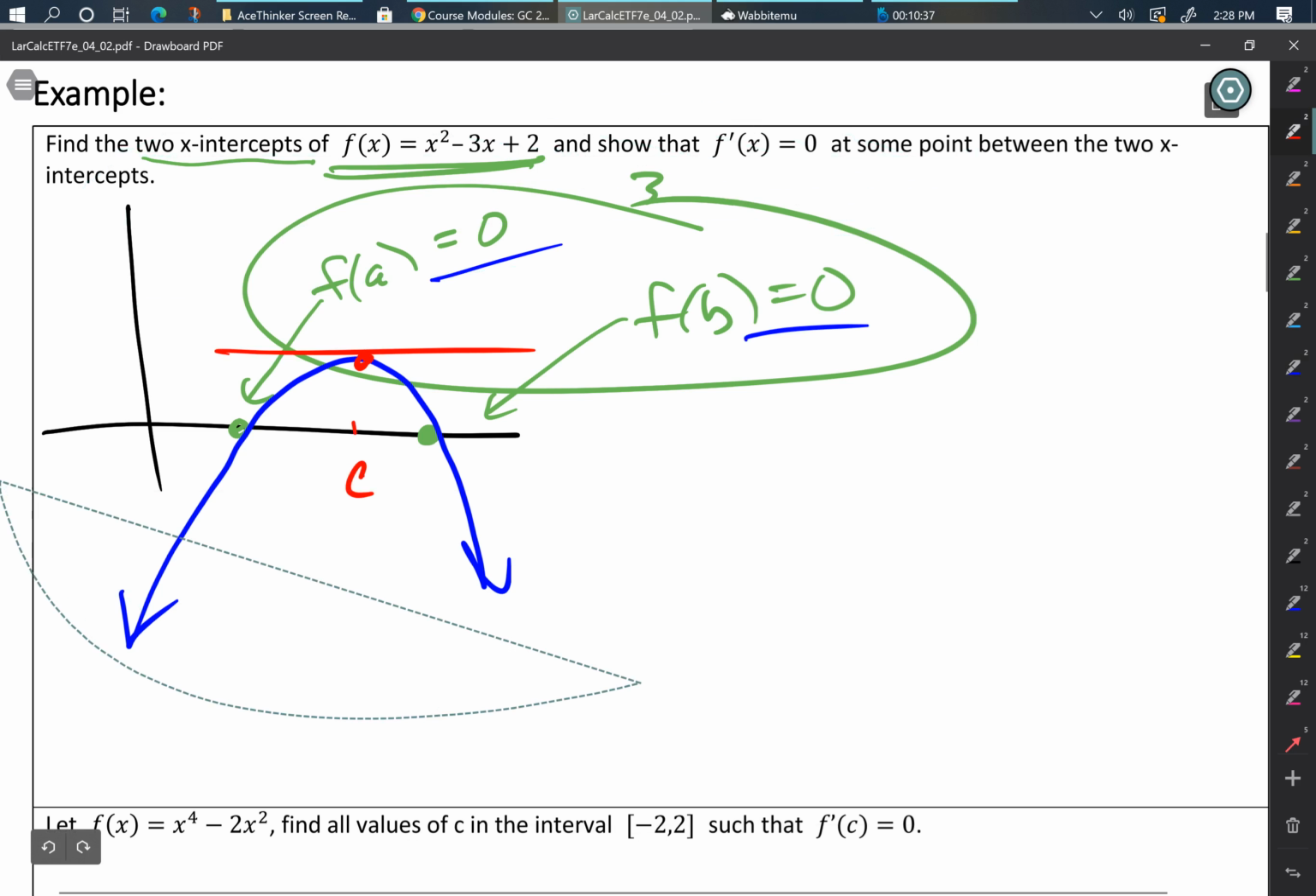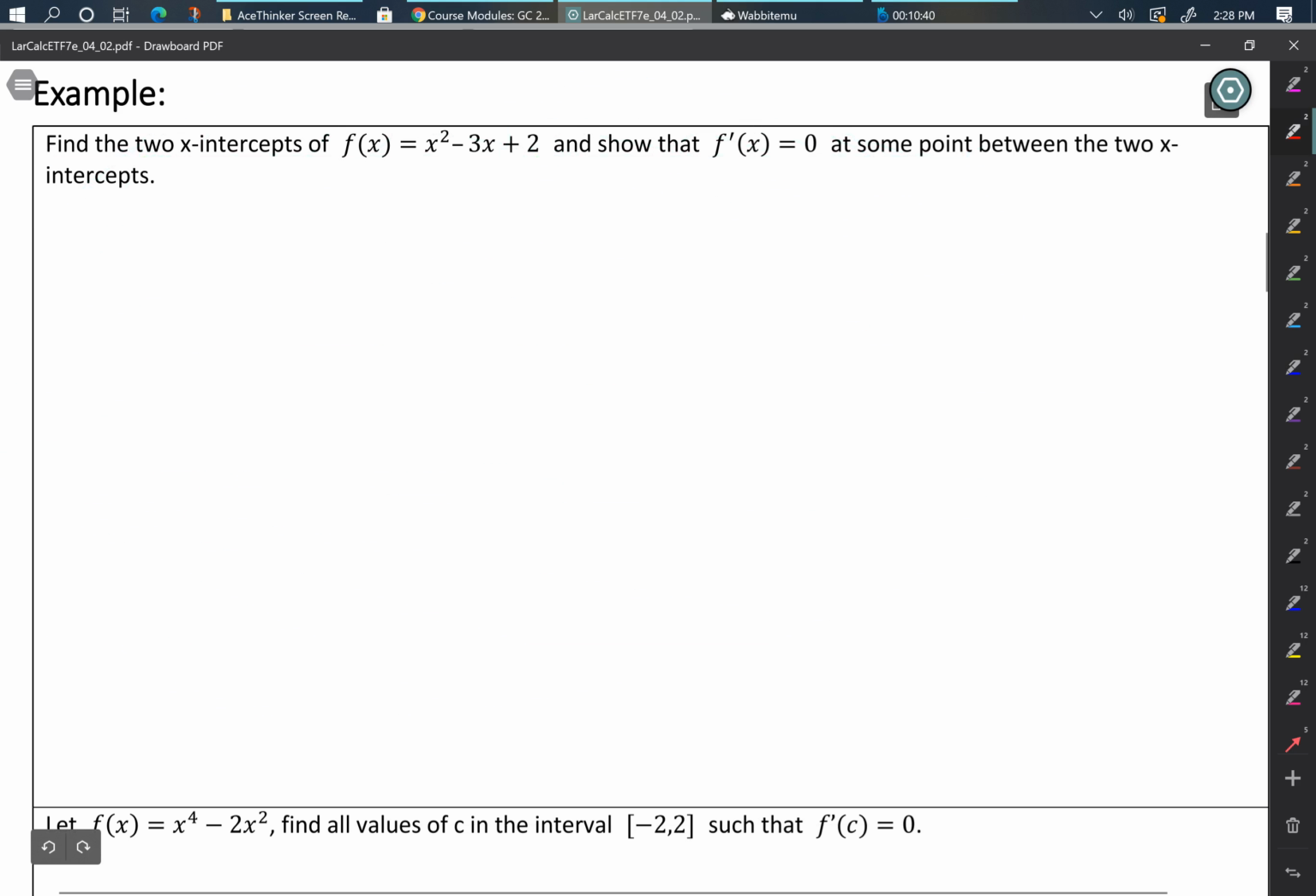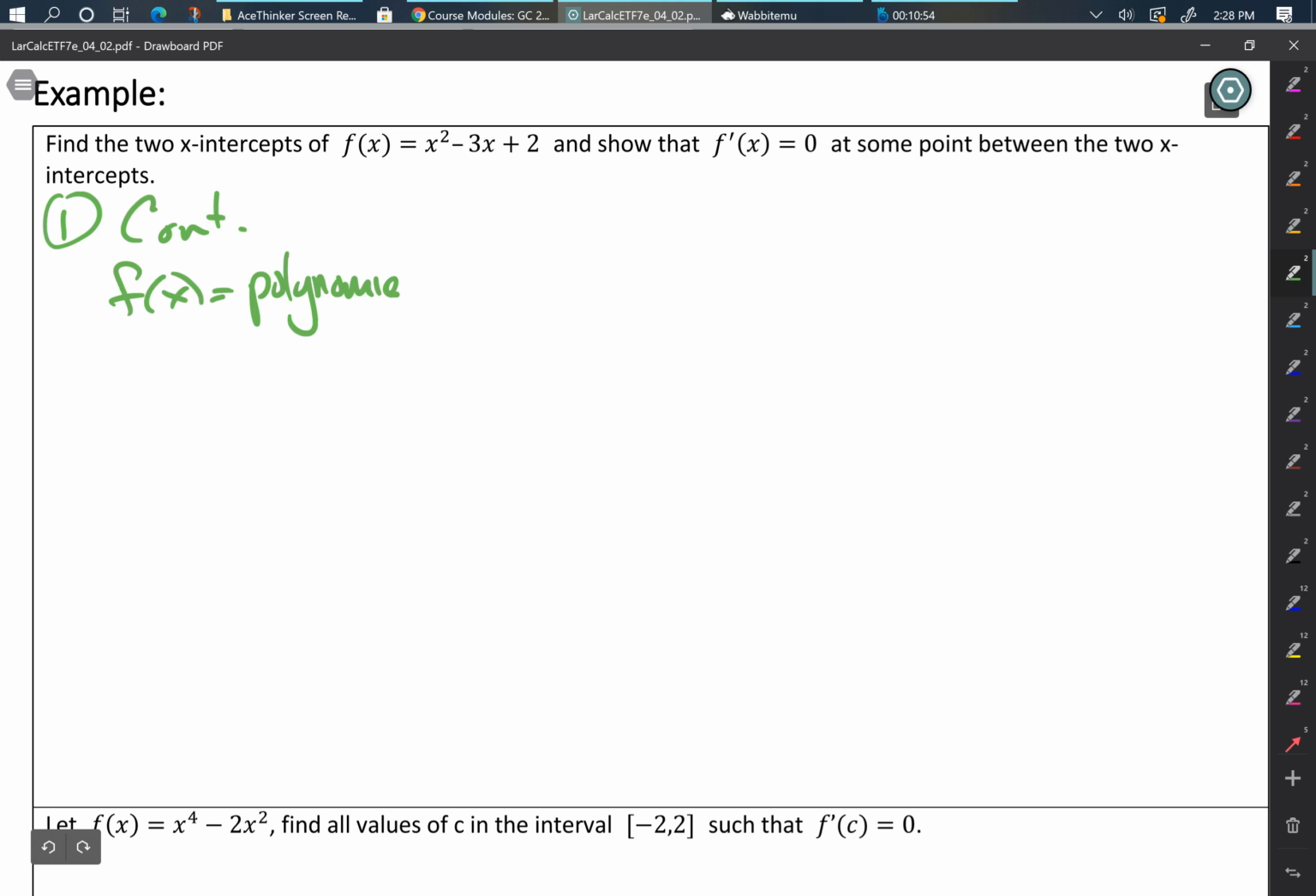Right? So first things first, I need to make sure that those three requirements are being met. Requirement number 1 said it must be continuous. Well, f of x is a polynomial, and polynomials are continuous on the interval negative infinity to positive infinity. So we're good there. Any interval a, b that you give me is going to be part of negative infinity to positive infinity, so it's going to be continuous there.